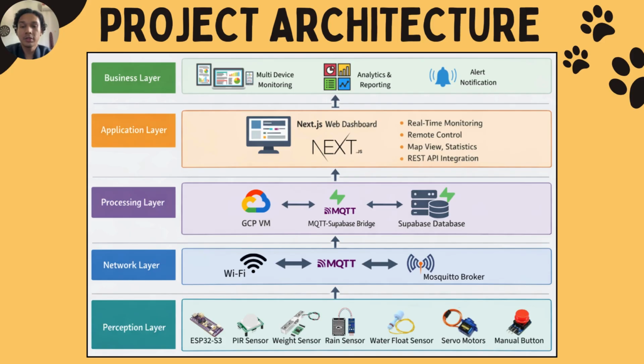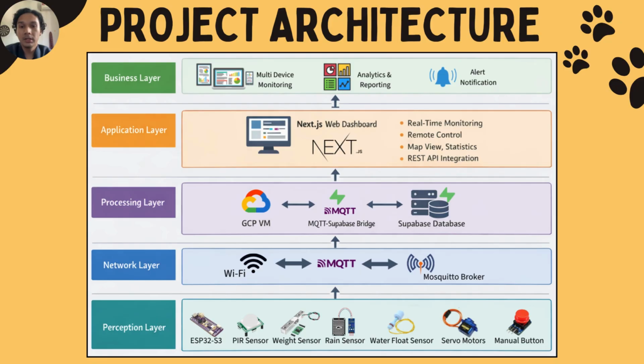Moving on is the project architecture. Our system follows a 5-layer IoT architecture. At the bottom is the perception layer with our Micro Feather ESP32 microcontroller, sensors like the PIR motion sensor, load cell for weight, rain sensor, and water float sensor. The actuators are servo motors for dispensing and also a manual button.